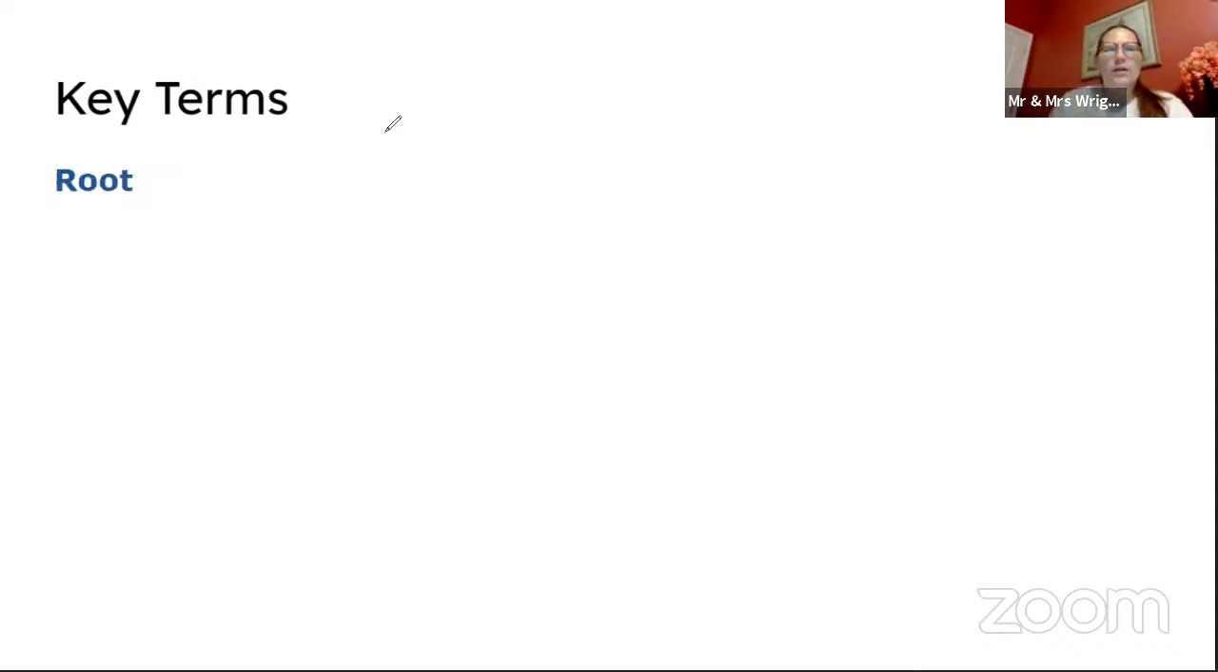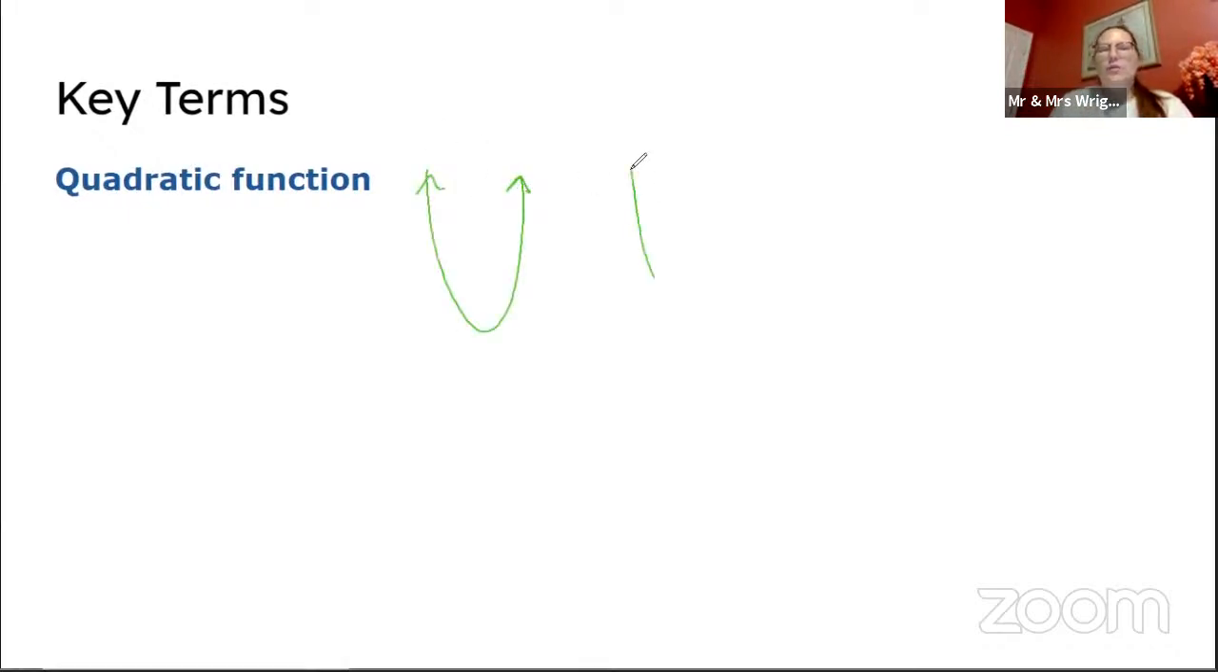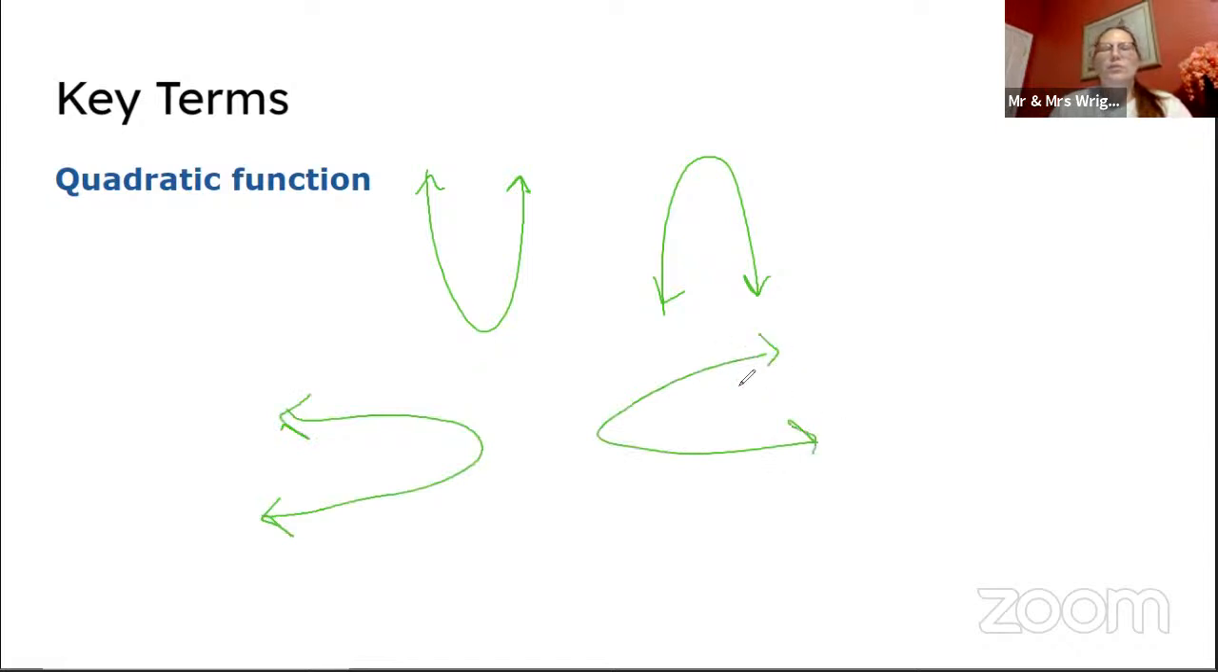And remember, just going back to that quadratic function, a function has to pass the vertical line test. So your parabolas are either going to be straight up or straight down, okay? These are the functions, quadratic functions. If you had a parabola that went to the right or to the left, they would not be functions, okay?